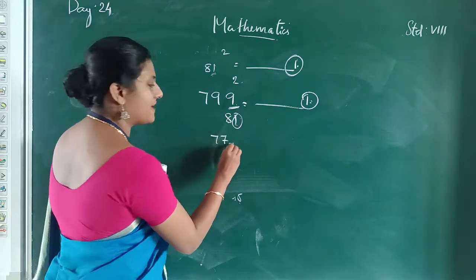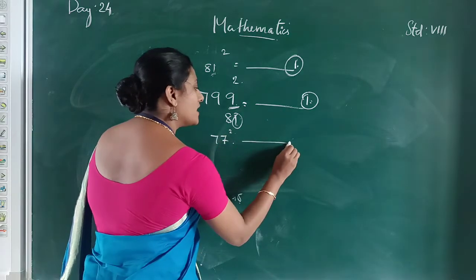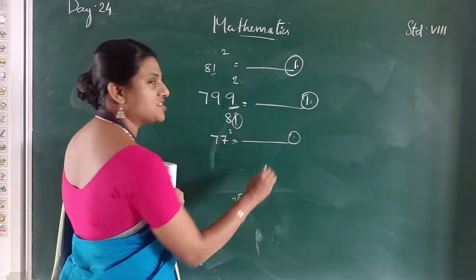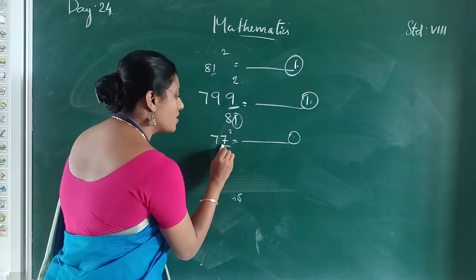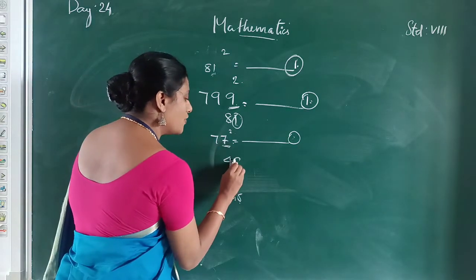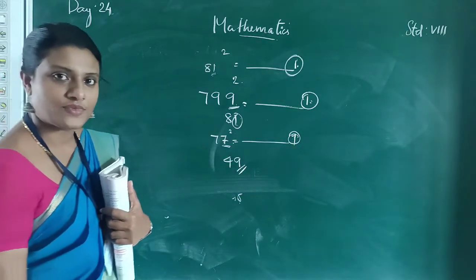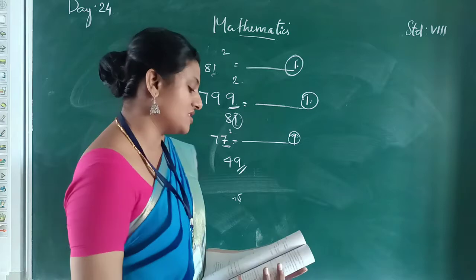Suppose 77. What will come? What is the last digit of the square of 77? Take the square of the ones place digit. That is 7 square, which is 49. What is in the ones place? 9. So that is the answer. Understood? So this is the method of doing the first section.